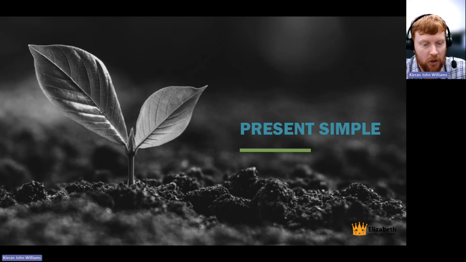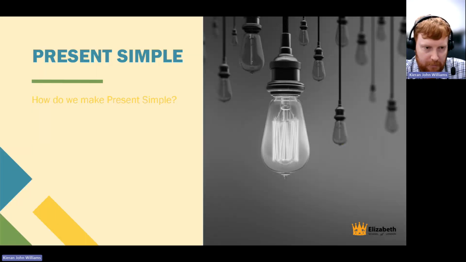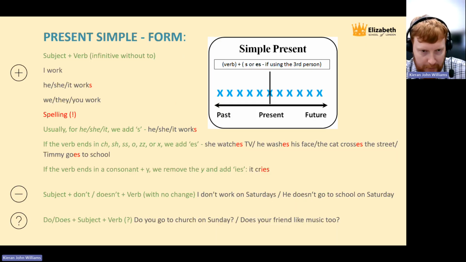Okay, so if you have no questions, then we are going to move on to the first one, which is present simple. So present simple, how do we make it? Okay, hopefully you're all screaming at your monitors telling me, Kieran, it's easy to do this. It is. Well, hopefully it is. So let's have a look at how we make it then. So for the present simple, we have our subject, I, we, they, you, he, she, it, etc. And then we have the verb in its most basic form, which means it is the infinitive without to.